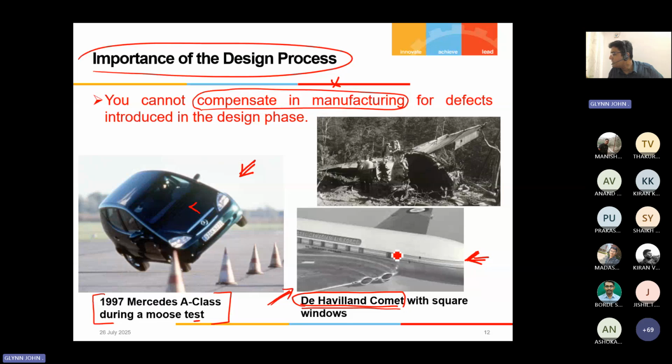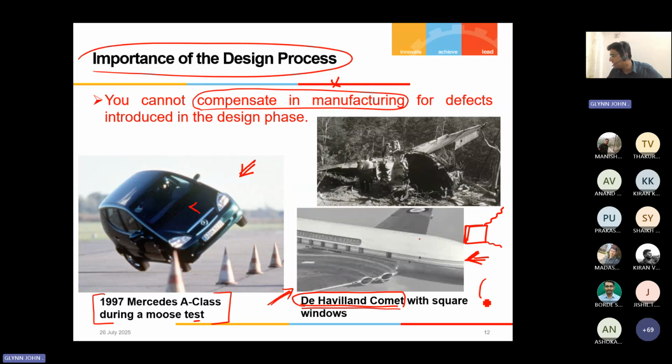What they found was, this particular aircraft, you see this? This is having square windows. The windows are square or rectangular, just like railway windows, right? Just like trains, the windows are rectangular or more or less like square. And because of that, when you have a square window like this, a crack can actually form from the corner, right? So cracks were forming from the corner because of stress concentration.